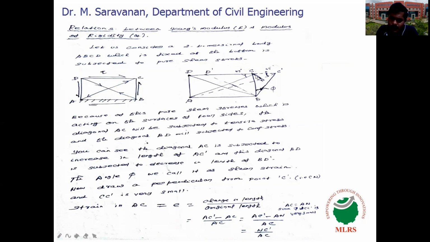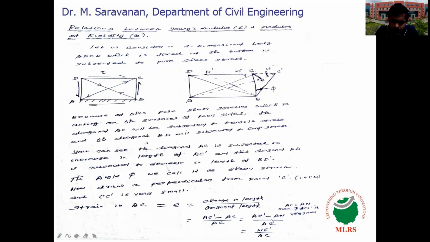Now we can draw the perpendicular line from C to N. The increase in length, CC dash, will be very small. Therefore, the strain in AC, that is epsilon, is equal to change in length divided by original length. The change in length will be AC dash minus AC, divided by the original length AC.